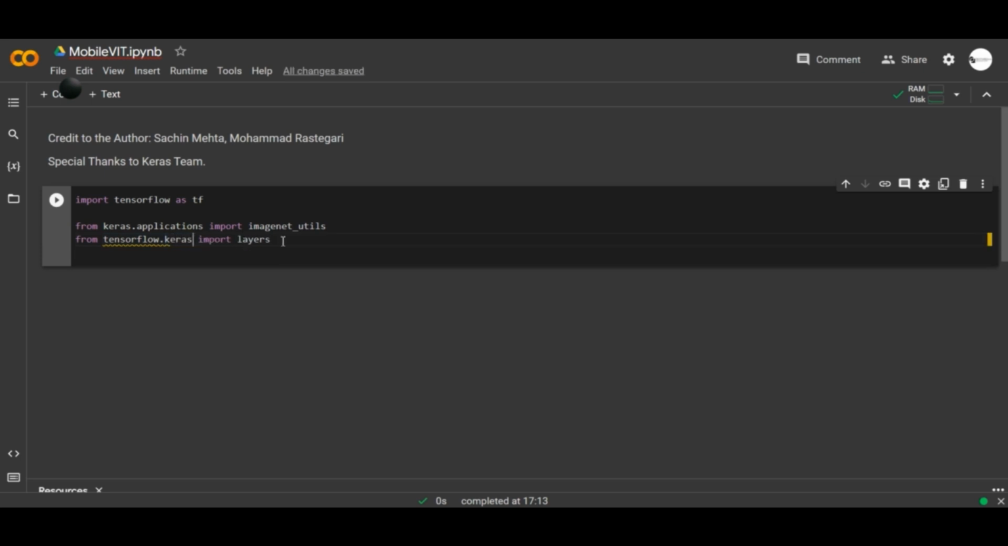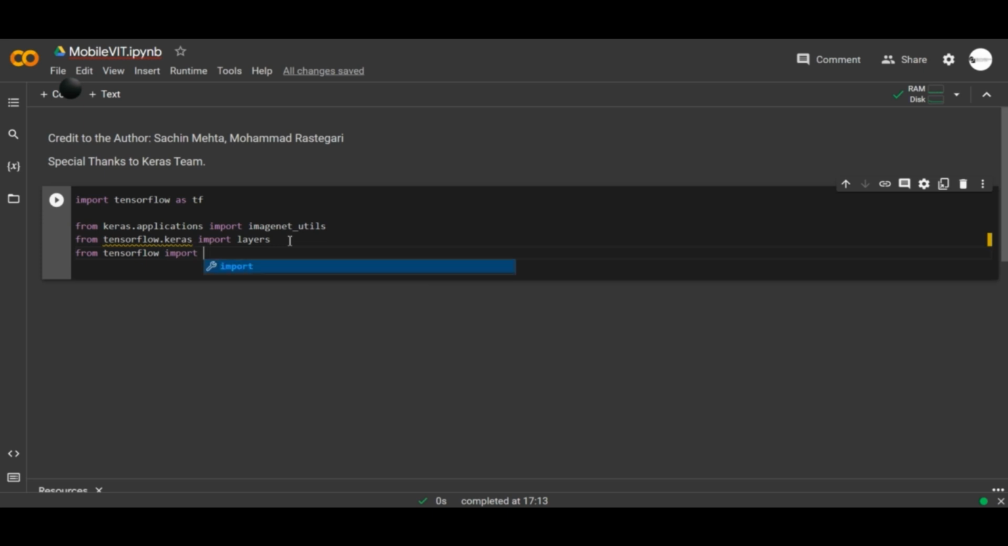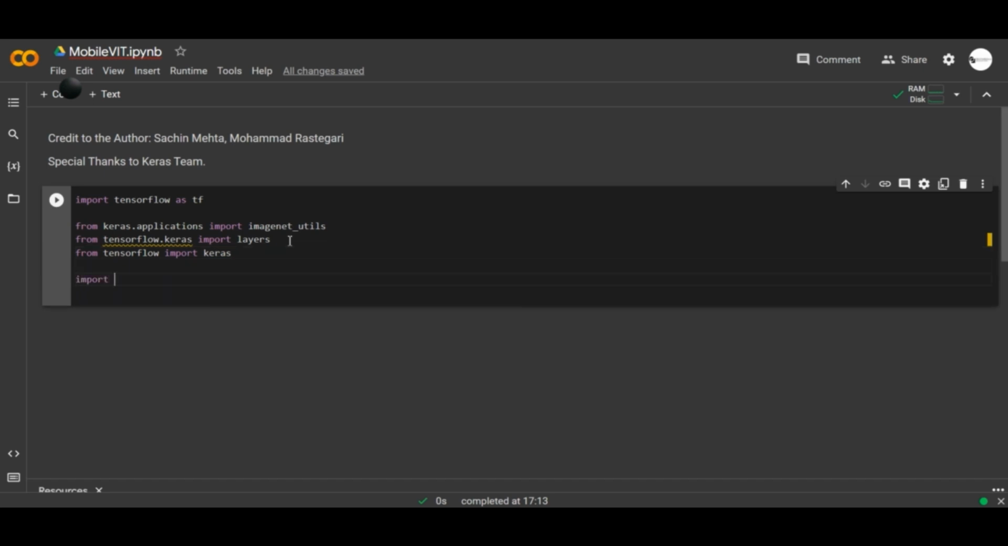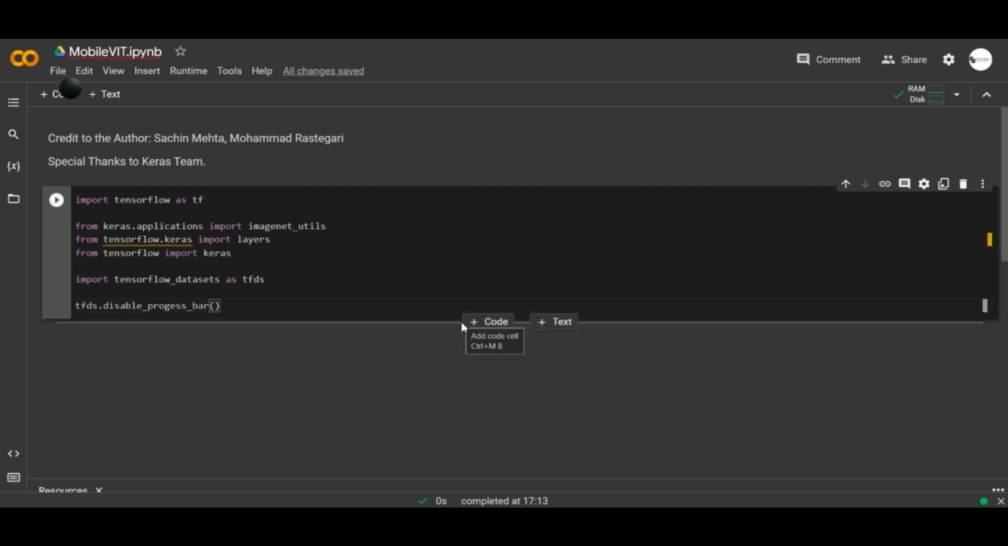Just bear with me with these small blocks. Then we're gonna say from TensorFlow import keras, like so. Then we're gonna import the dataset from tensorflow_datasets as tfds. Then the next thing we're gonna do is tfds.disable_progress_bar. Okay, yeah, like so. So these are all the components you're gonna need.